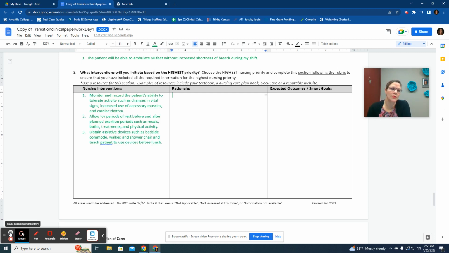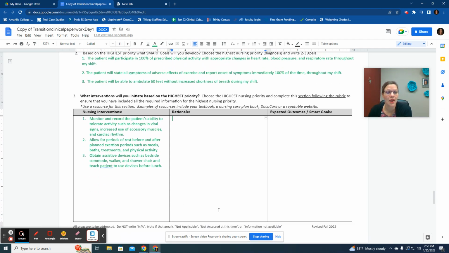Okay, so I used the textbook and I found some interventions that I really think that I would do for this patient and that would address the patient's activity intolerance. So first, I'm going to monitor and record the patient's ability to tolerate activities such as changes in vital signs, increased use of accessory muscles, and cardiac rhythm. That goes along with my SMART goal, okay?